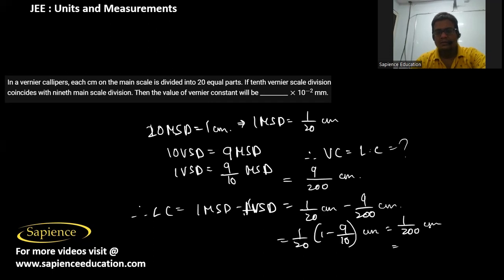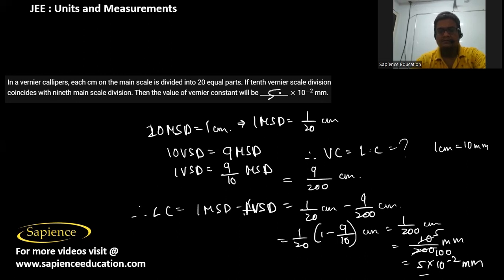So in millimeter it has been asked. So 1 centimeter is 10 millimeter. So this is 10 by 200 millimeter. So this will be equal to, 2 5s are 10, 100. So 5 into 10 power minus 2 millimeter. So in the blank we should write 5.